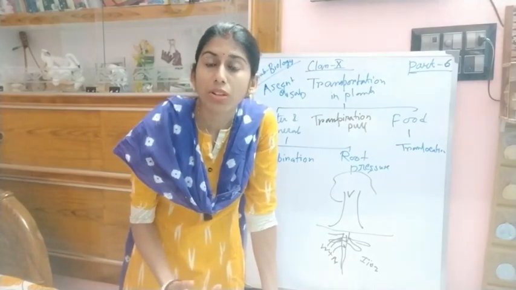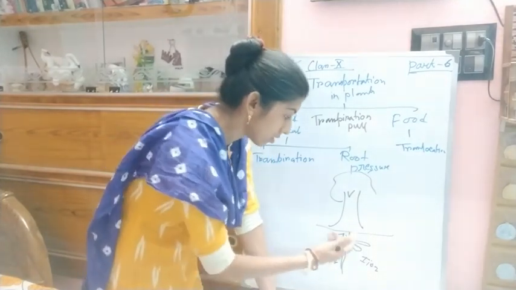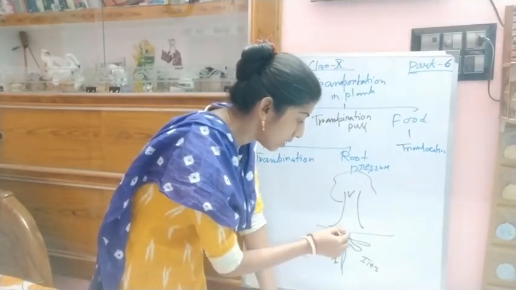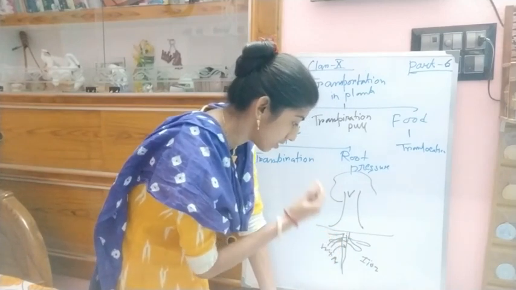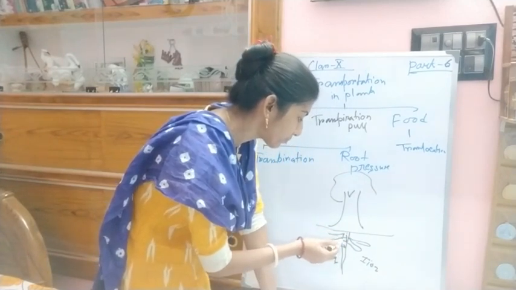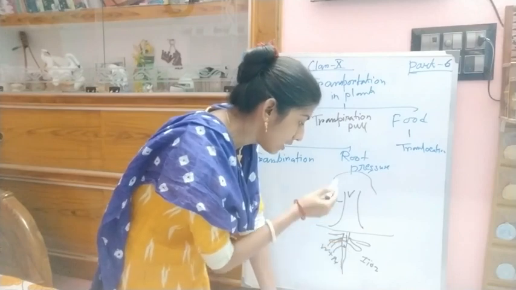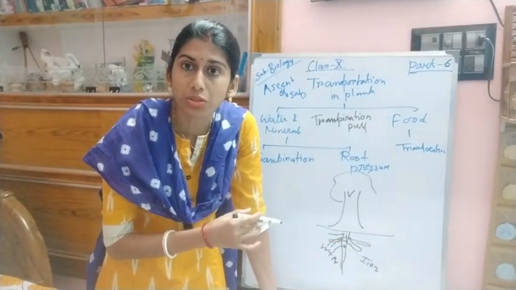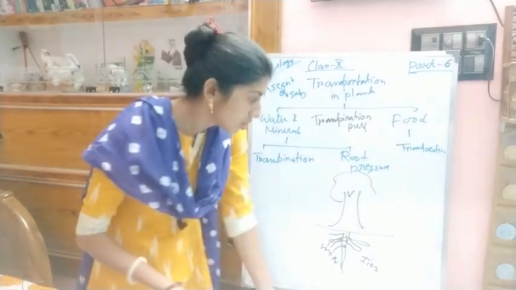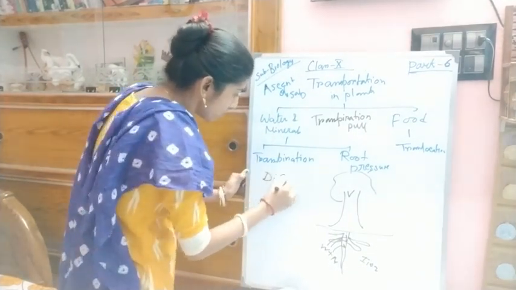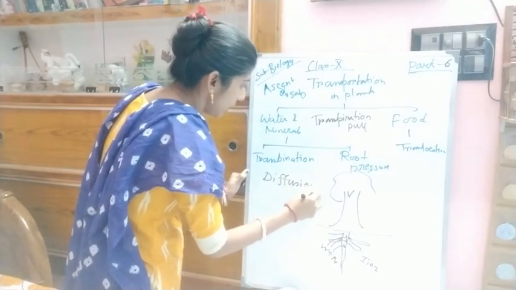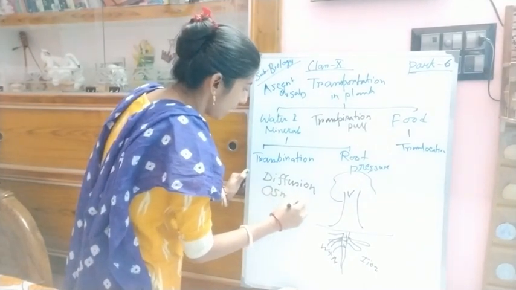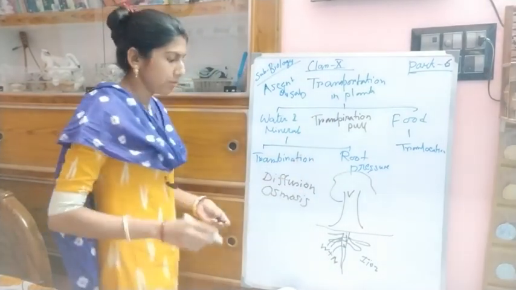So after that, what will happen? The salt ion concentration will be higher in that part. So due to that higher concentration, what will happen? The water will move from low solute concentration to high solute concentration. This is called osmosis. So diffusion and osmosis are taking the main part in that type of transportation in plants.